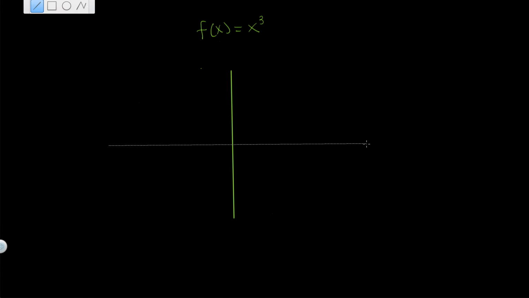In this video, we're going to talk about concavity. So let's define a function, f of x is equal to x to the third. And let's draw this out. So we have our y-axis, and we have our x-axis. And we should know that an x to the third function looks something like this.